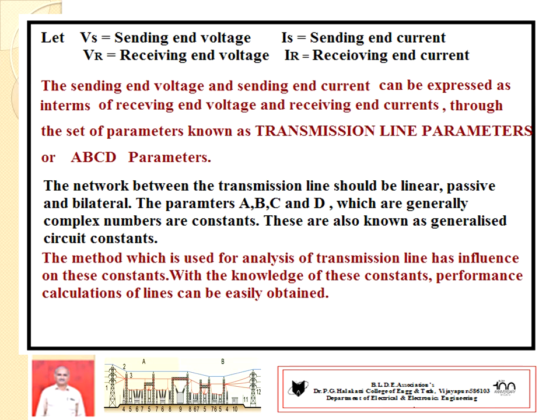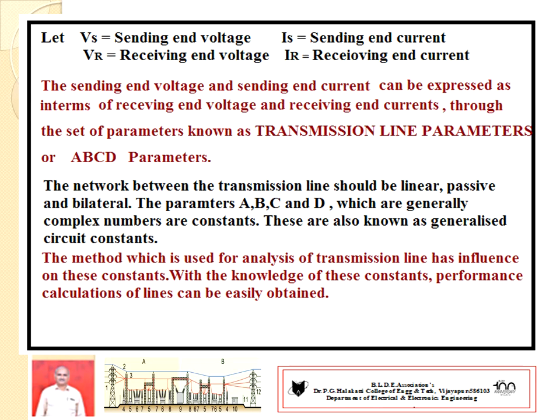The sending end voltage and sending end current can be expressed in terms of receiving end voltage and receiving end current through a set of parameters known as ABCD parameters, or these are also referred to as transmission line parameters. The network of the transmission line should be a linear, passive and bilateral network. The parameters ABCD are generally complex numbers or constants. These are known as generalized circuit constants.